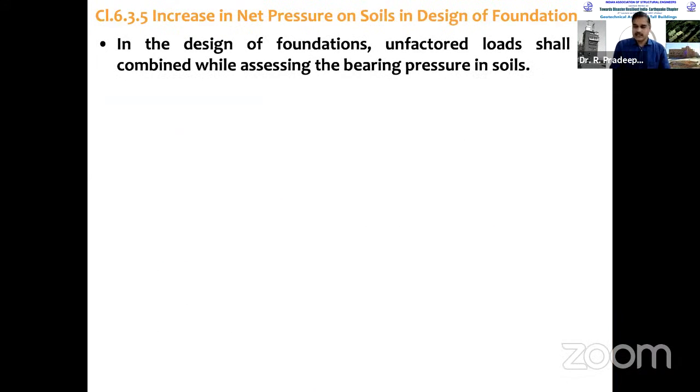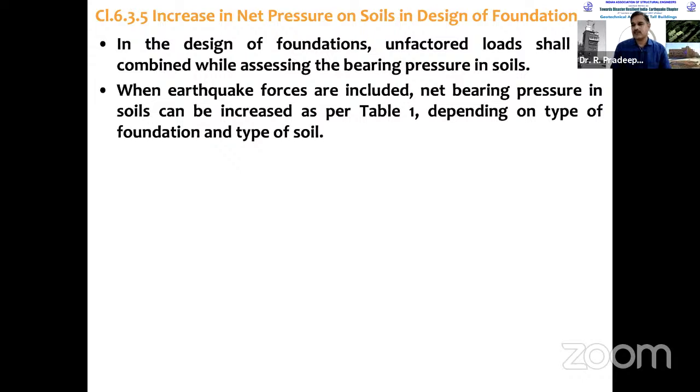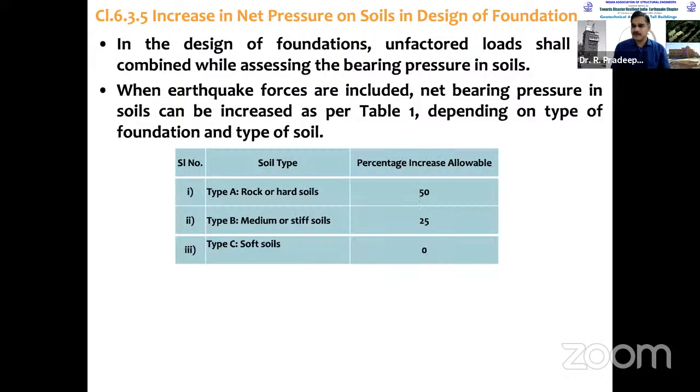For design of foundations, we use unfactored loads in the load combinations, and whatever earthquake forces are there, the net bearing pressure in soils can be increased depending on the type of soil. There are three types of soil. What I would like to recommend is that 1893 gives one soil classification for increasing bearing pressure and another for reading the design spectrum. It is better to put both in one table. A single table will be sufficient.